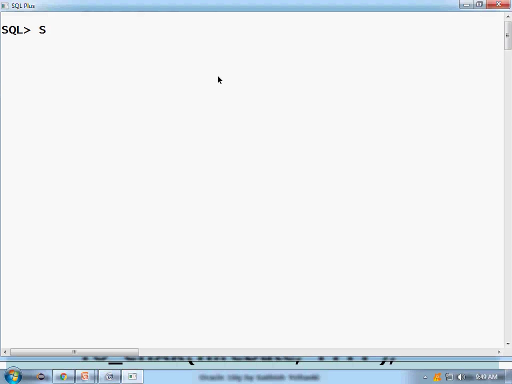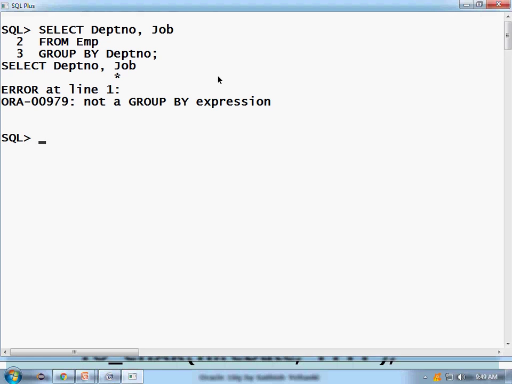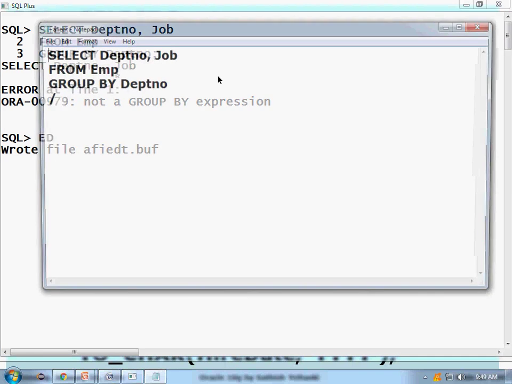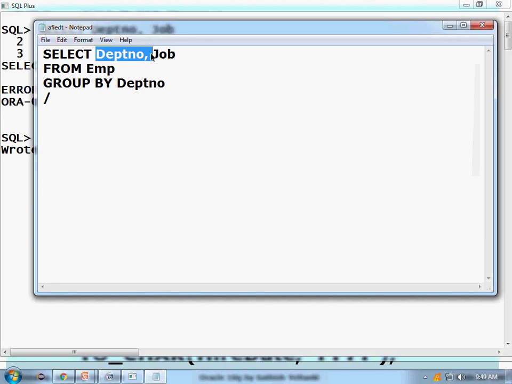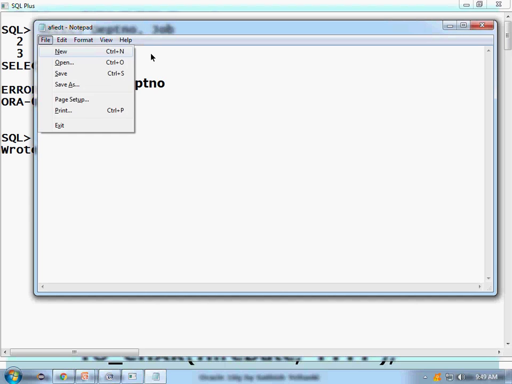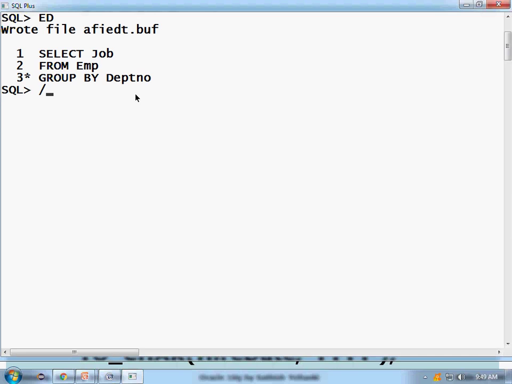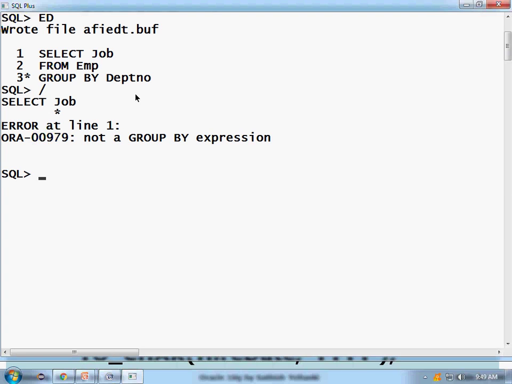Now, let us just go with the next level. I am saying select department number, comma job, and we are saying from EMP, and we said group by only department number. We know that it's an error. Now, we also know that my projection is job, but my group is department number. This is also an error.